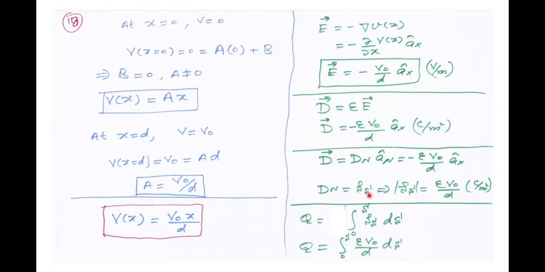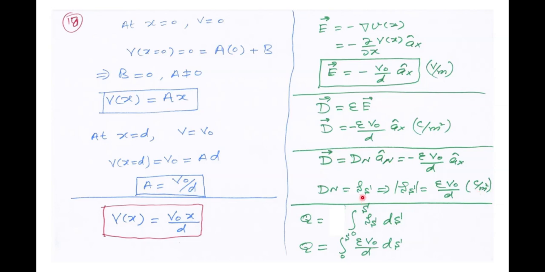So the D_n component of D field is minus epsilon V naught divided by d. So according to the normal boundary condition, the normal component of D field at the conducting plates is discontinuous by the surface charge density. So the magnitude of rho becomes equal to epsilon V naught divided by d. That is Coulomb per square meter.